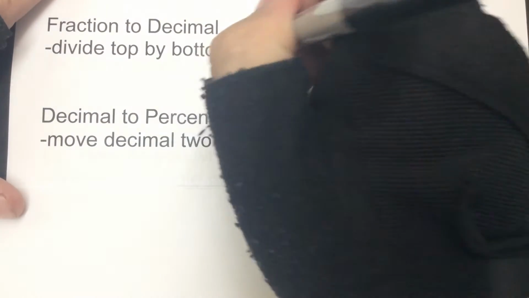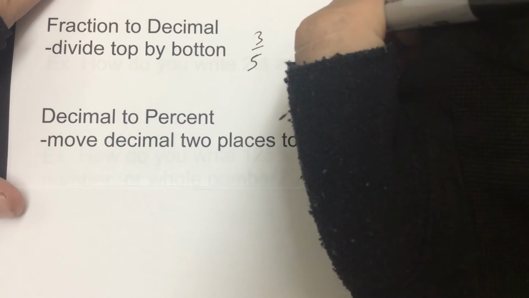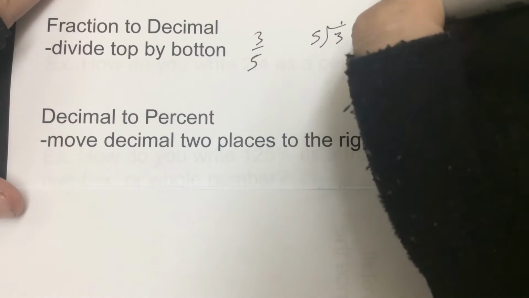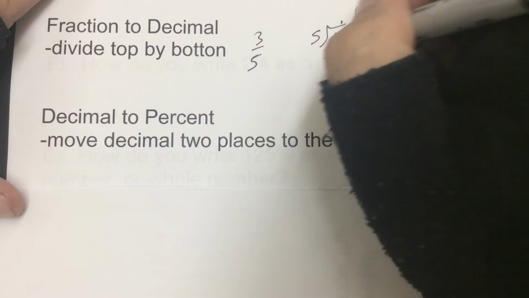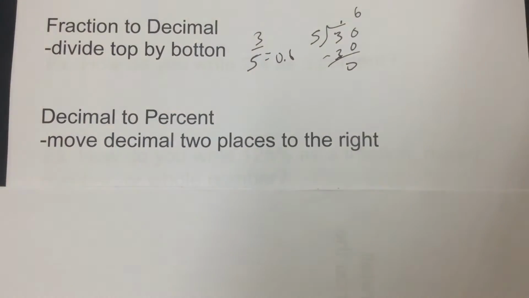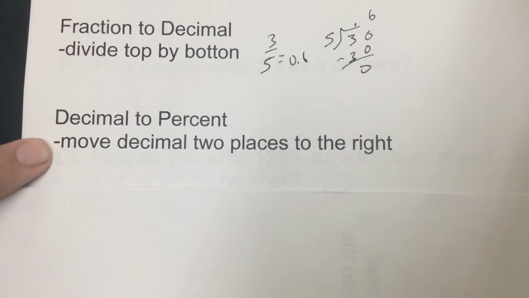So say we have 3 over 5. If we go 5 on the outside, 3 on the inside, we'd put our decimal, make that 30, which would be 6. So minus 30, which is 0. So our answer here would be 0.6. So top divided by bottom. Moving it from a decimal to a percent.